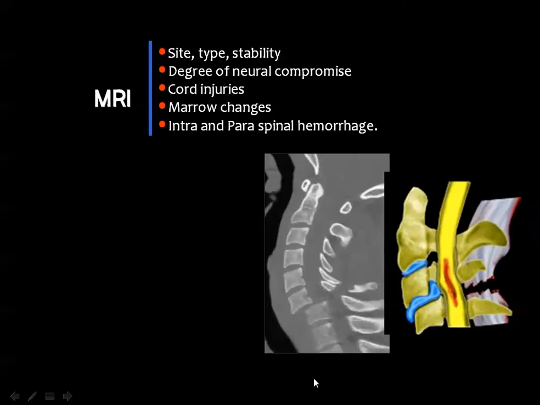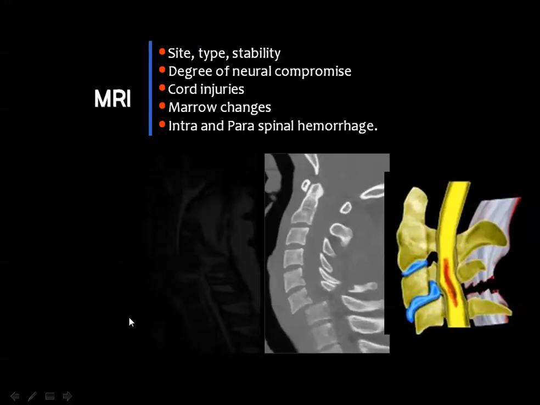Then MRI has an advantage over CT and the plain X-rays in the fact that it can show the spinal cord pathology. Then MRI can detect the site, the type, and the stability of the fracture. It can also show the degree of neural canal compromise, and very importantly, it can show the possible or the suspected cord injuries, together with the sensitivity of MRI to detect bone marrow changes and the detection of intraspinal and paraspinal hemorrhage.